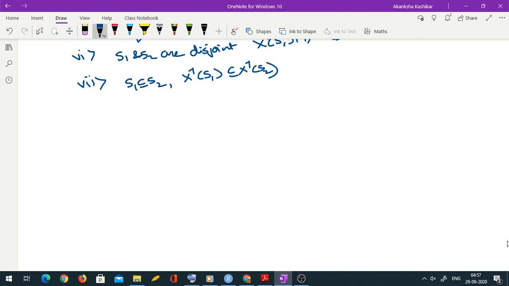Let us try to prove some of these. The rest will be homework. Now the first thing I want to prove is X inverse of S complement is the same as X inverse of S whole complement. So when we have to prove equality of two sets, what we do is prove that the first is a subset of the second, and the second is a subset of the first.